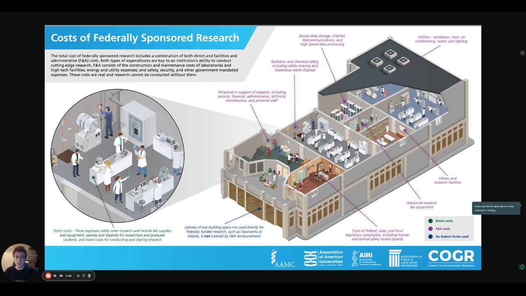So these costs are not directly tied to any one project, and I guess that's kind of why they call them overhead costs. You might have multiple projects in a building, and the building might be overhead of all of those projects, and these costs help keep the lights on for all of those projects.